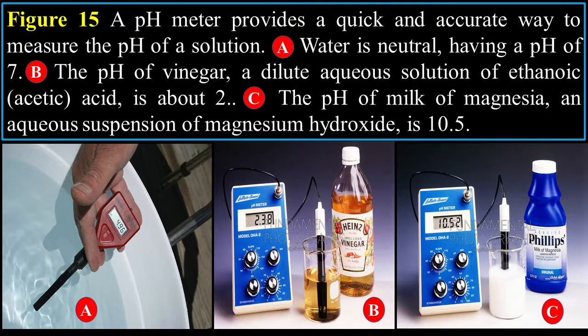B, the pH of vinegar, a dilute aqueous solution of ethanoic (acetic) acid, is approximately 2. It's actually, I think, a little greater than 2. It might be more like 3. The pH of milk of magnesia, an aqueous suspension of magnesium hydroxide, is 10.5.